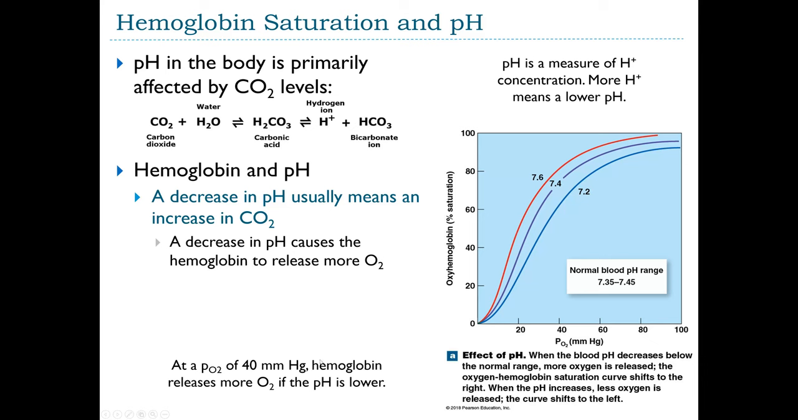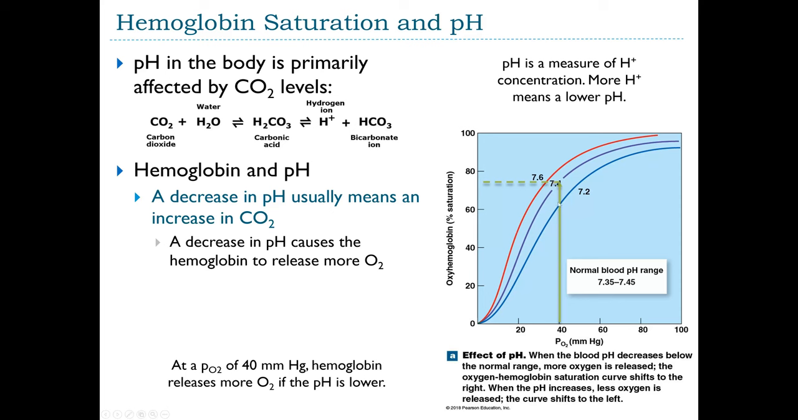So if we look at the partial pressure of oxygen at 40 millimeters mercury, which is what you would normally find in the tissues, all right, so if we take a line and draw it straight up from the 40, we can see that the hemoglobin is going to release more oxygen if the pH is lower. So at normal pH, our saturation would be about 75%. So that means the hemoglobin has an average of 3 oxygen molecules.